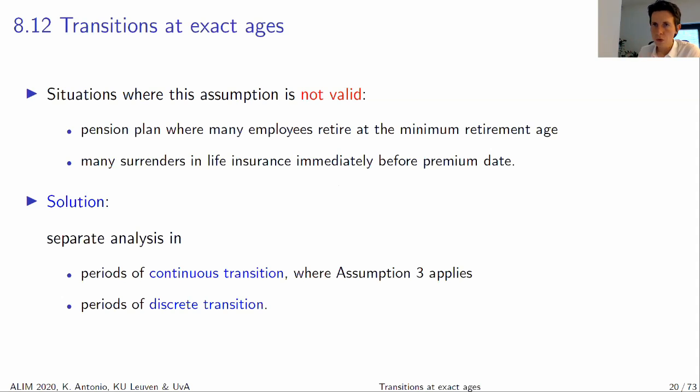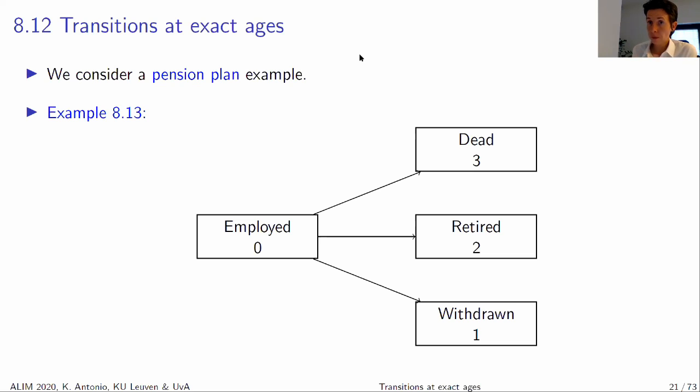Again, there's no new theory or whatsoever. We're just going to do one example where we demonstrate how to handle these transitions at exact ages. That's the idea. Again, just another example of the tools that we've been discussing so far. And we're going to walk through this example, 8.13, where we look at the following pension plan example.